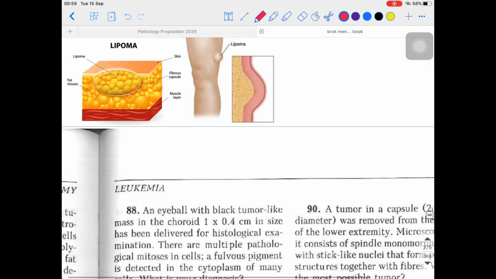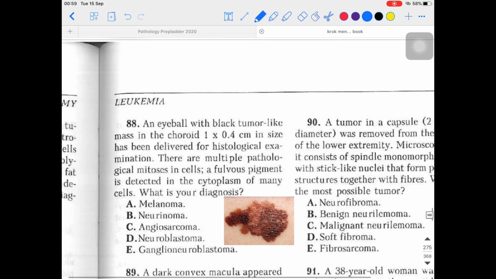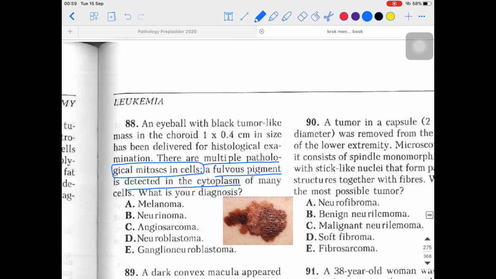Question number 88. An eyeball with a black tumor like mass in the choroid region, 1 into 0.4 centimeter in size, is delivered for histological examination. They are talking about multiple pathological mitoses in the cells. A fulvous pigment is detected in the cytoplasm of many cells. So what is your diagnosis over here? So look guys, as you can easily appreciate, they are saying a black tumor like mass in the choroid region.